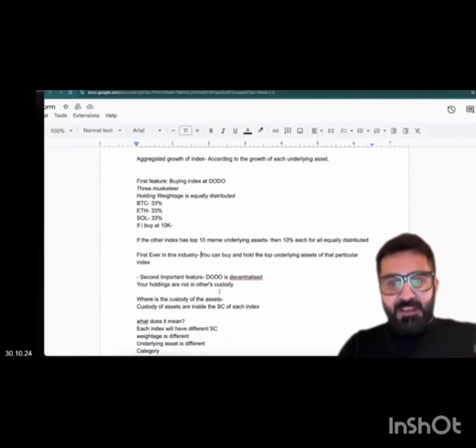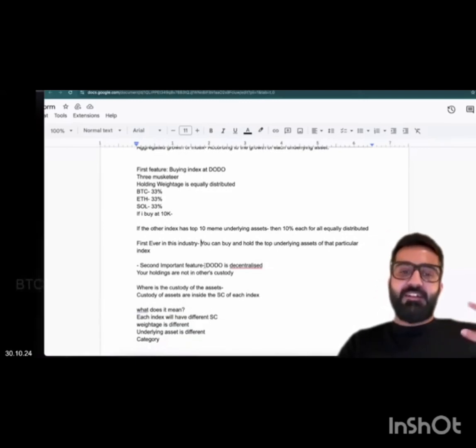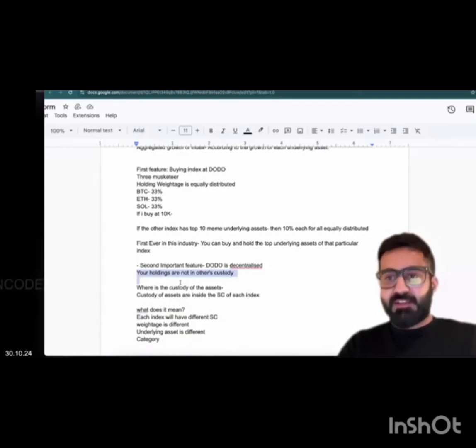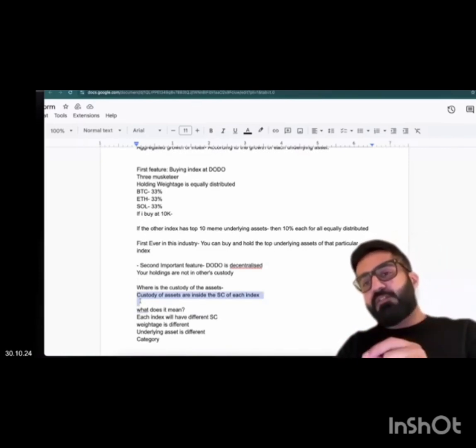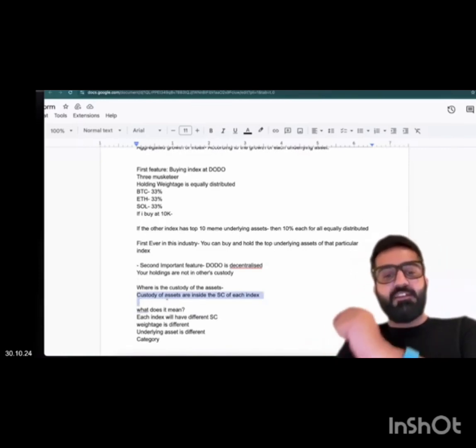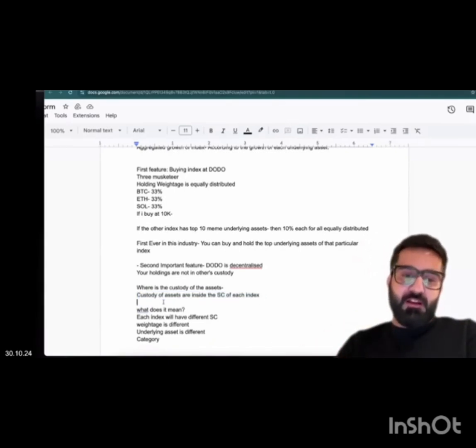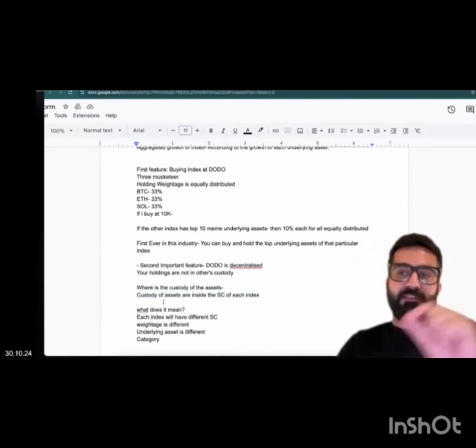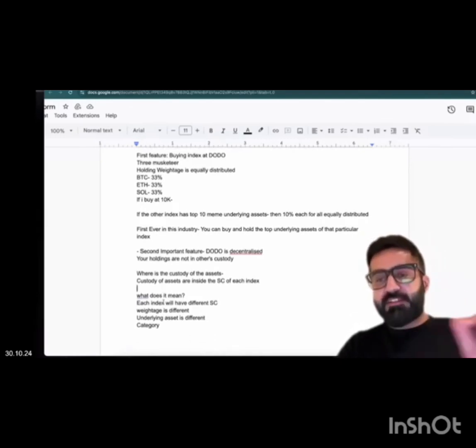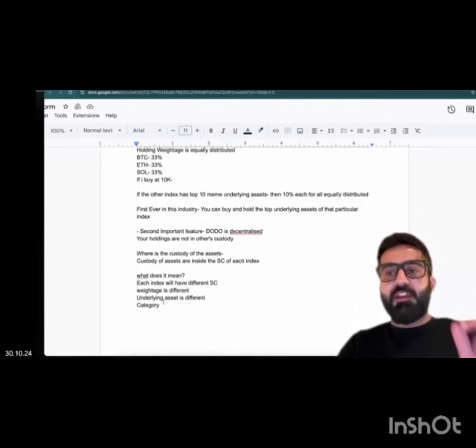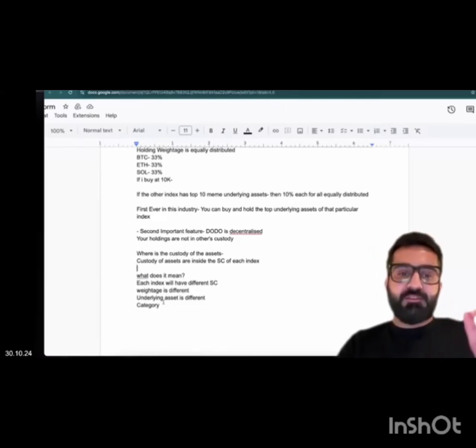Okay. Second important feature, Dodo is decentralized. That means your holdings are not in others' custody. So, where is the custody of your holdings? It is inside the smart contract of each index. So, every index has its own unique smart contract, because the weightage of the assets is different, the underlying assets are different, and the category of these assets is different. So every index has a separate smart contract.